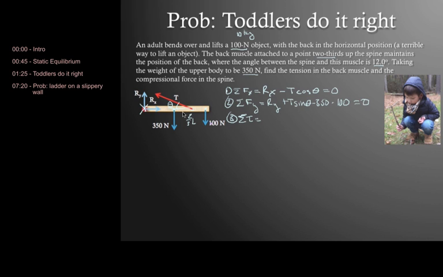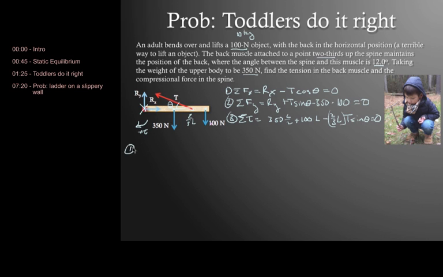So the sum of our torques then is going to be, we need to say which way is positive torque. We're going to say if it's rotating clockwise, that's going to be positive torque. So 350 times L over 2 plus 100 times L. And then minus, here's the tension of our back muscle pulling, and it's pulling at 2/3 L, so that's our r, 2/3 L, then times T, and now what we want is the perpendicular part of this, so that's sine theta. And all that's equal to 0.